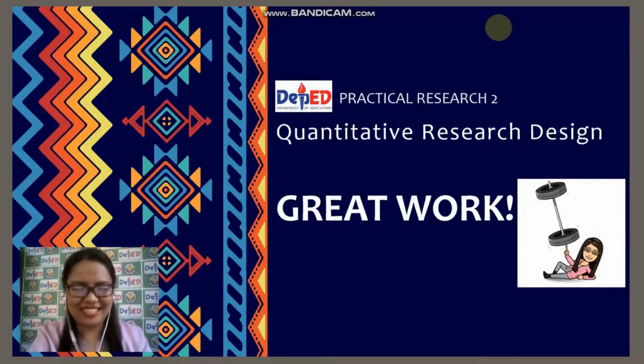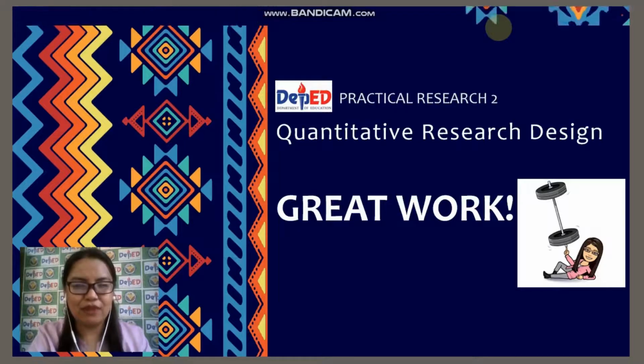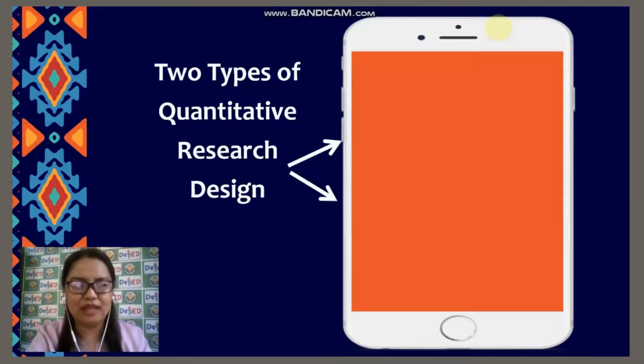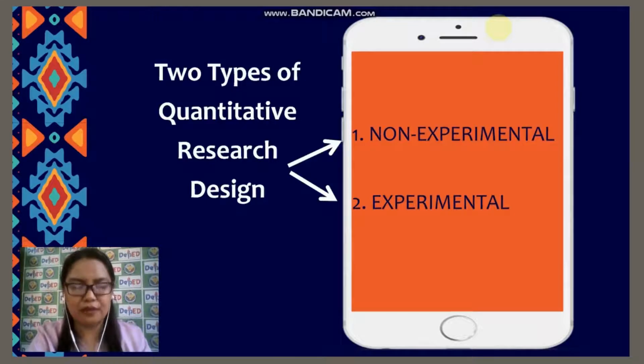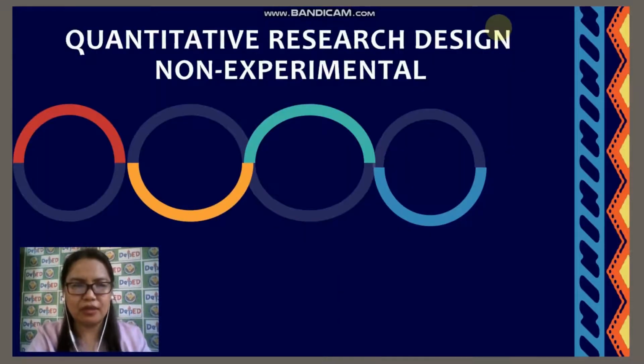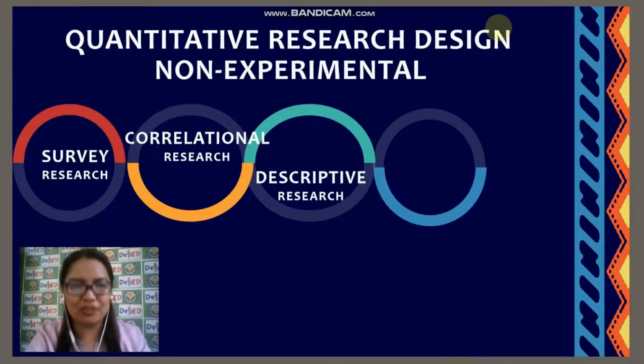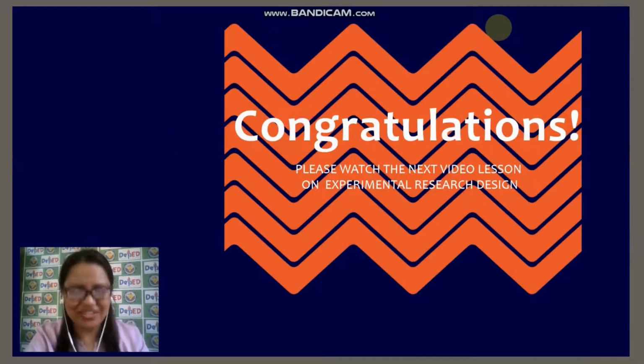Keep the focus. Now to summarize, you have learned that quantitative research has two types, non-experimental and experimental. Wrapping non-experimental up, it could either be survey research, correlational research, descriptive research, or comparative research. Congratulations! This ends lesson 1 of quantitative research design, non-experimental types. Feel free to go back through this video if there are things you need to review. And again, lesson 2 is on experimental research design. So stay tuned for the next video lesson.